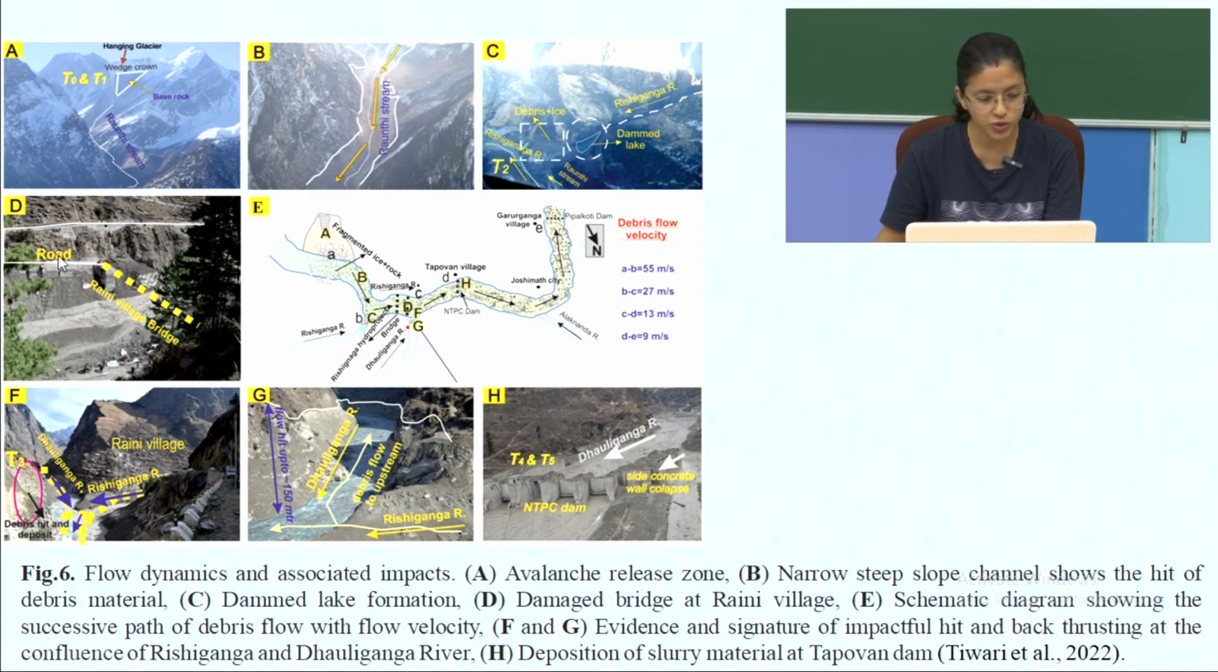Then moving on to this Rani village bridge, it was approximately more than 150 meters above the river's bed, and it was completely damaged by this slurry. So you can feel how much pressure the water has with itself.